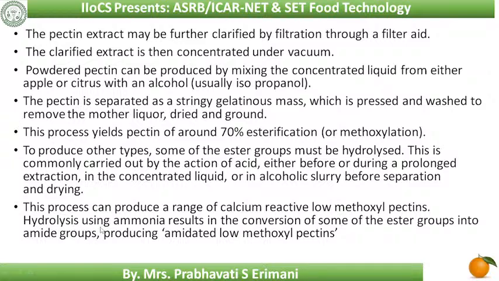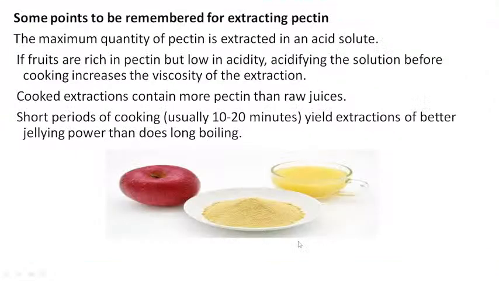So hydrolysis using ammonia results in the conversion of some of the ester groups into amide groups, producing the amidated low methoxyl pectin. So some points to be remembered for extracting pectin.